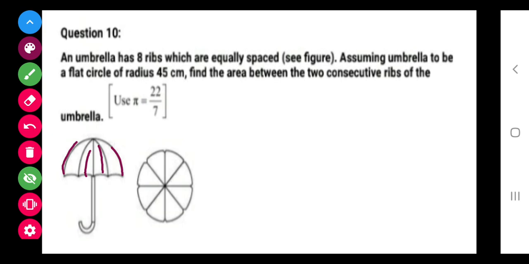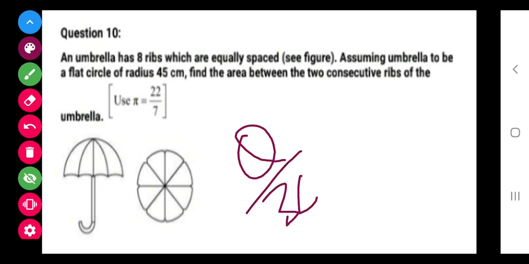and on making it flat, it is becoming a circle of radius 45. Now we have to get the area between two consecutive ribs, means area of sector only. So area of sector is what? Area of sector is theta upon 360 pi r square.